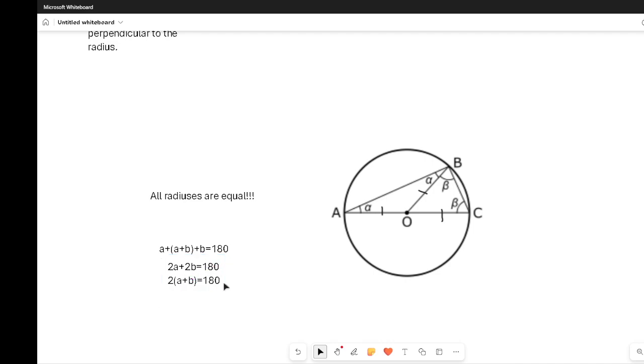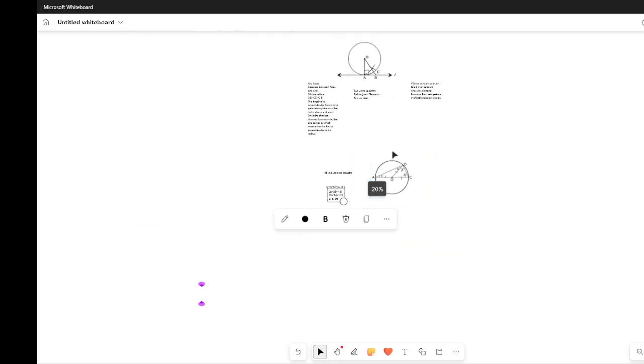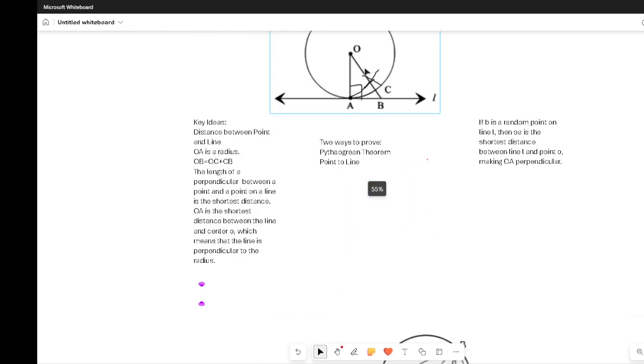And then divide both sides by 2. And we get alpha plus beta equals 90. This plus this is going to equal 90. And that is basically my thinking on both of these concepts.